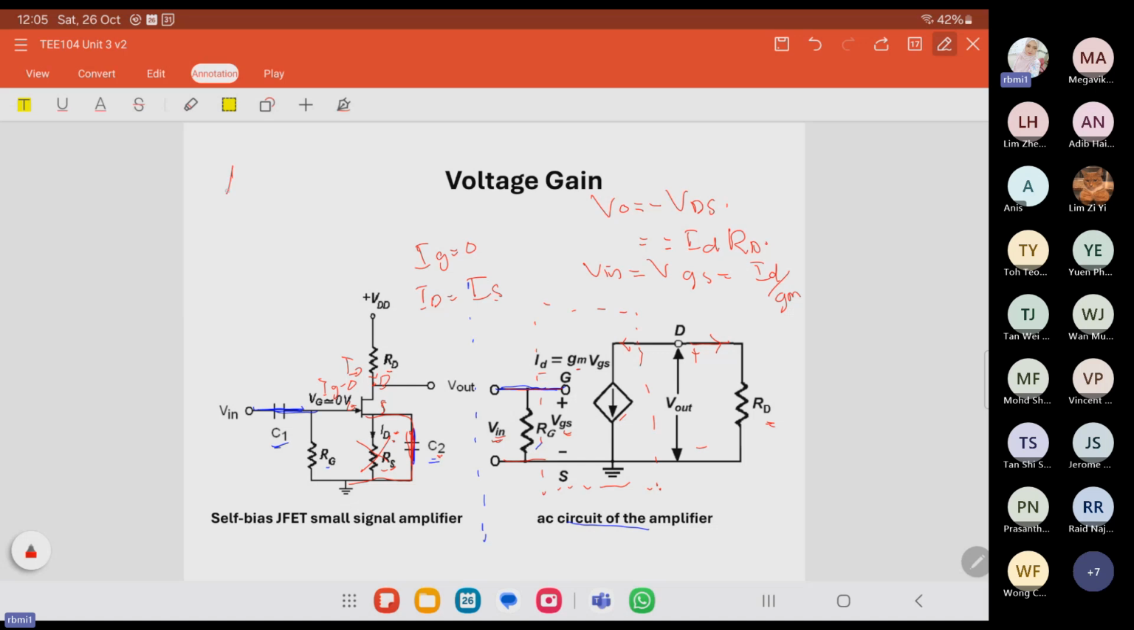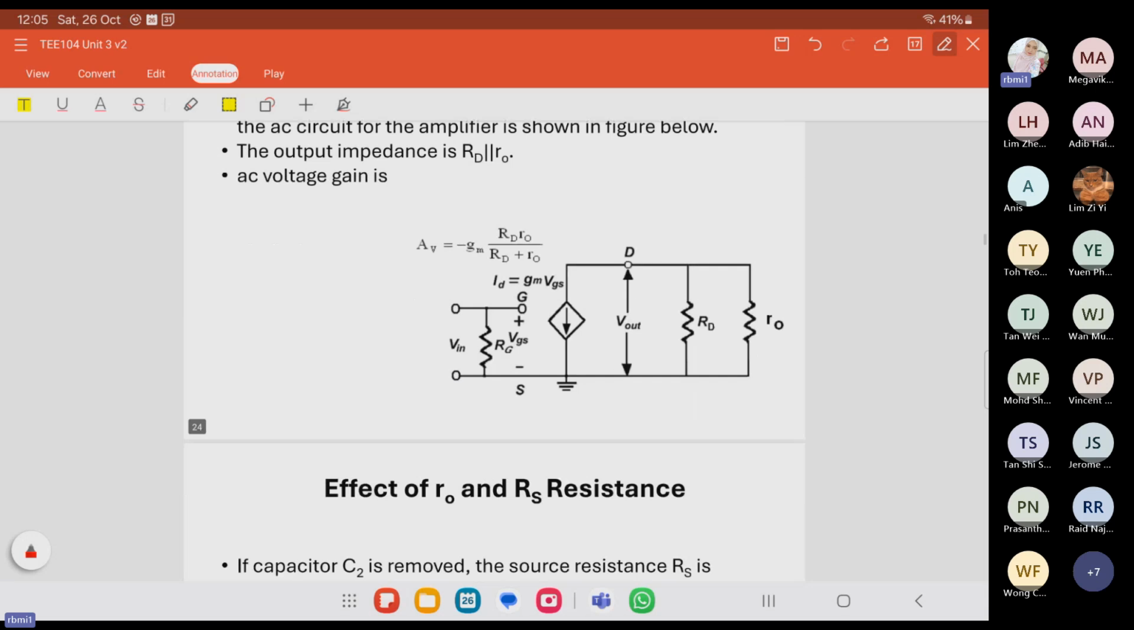And then for AV equals V out over V in. And then we substitute: minus ID RD over ID over GM. So we can cancel, equals minus GM RD for AV, the voltage gain. Okay, for voltage gain.